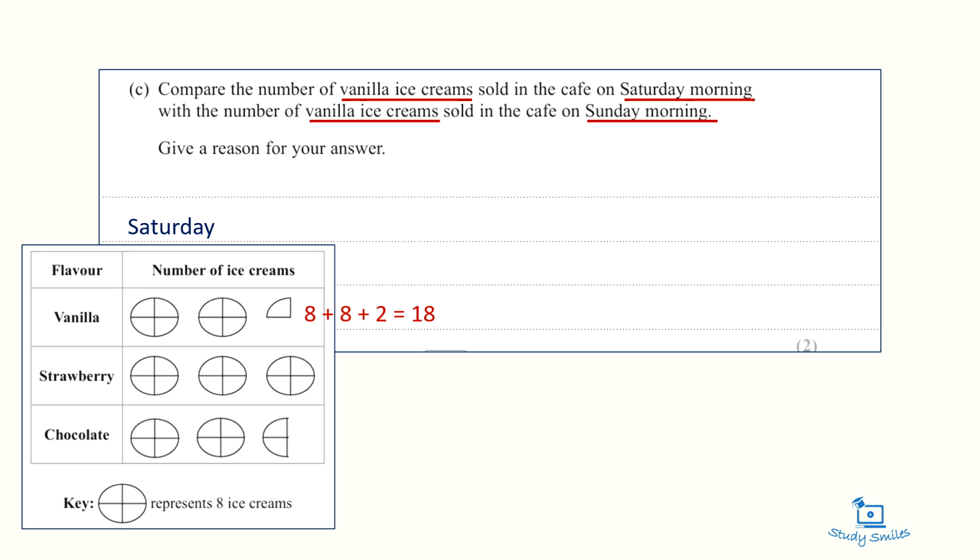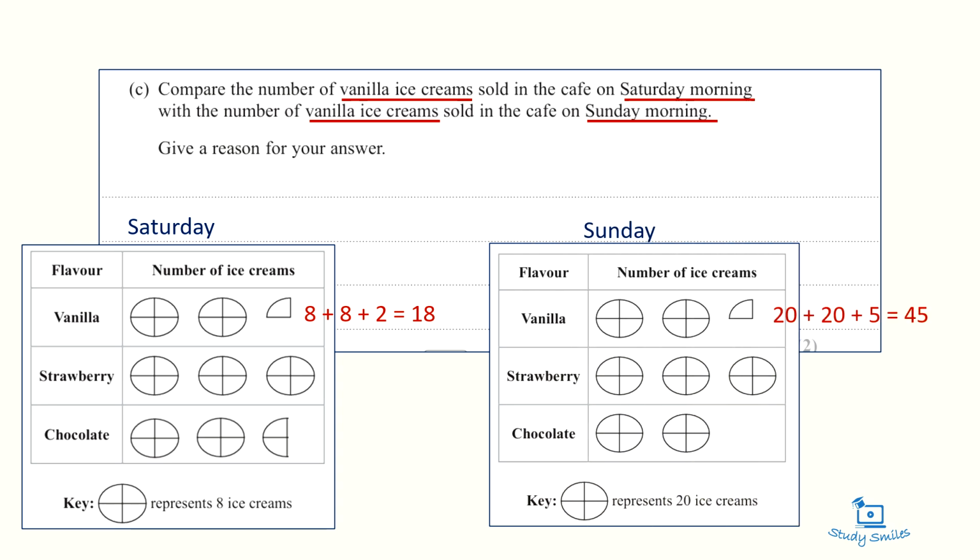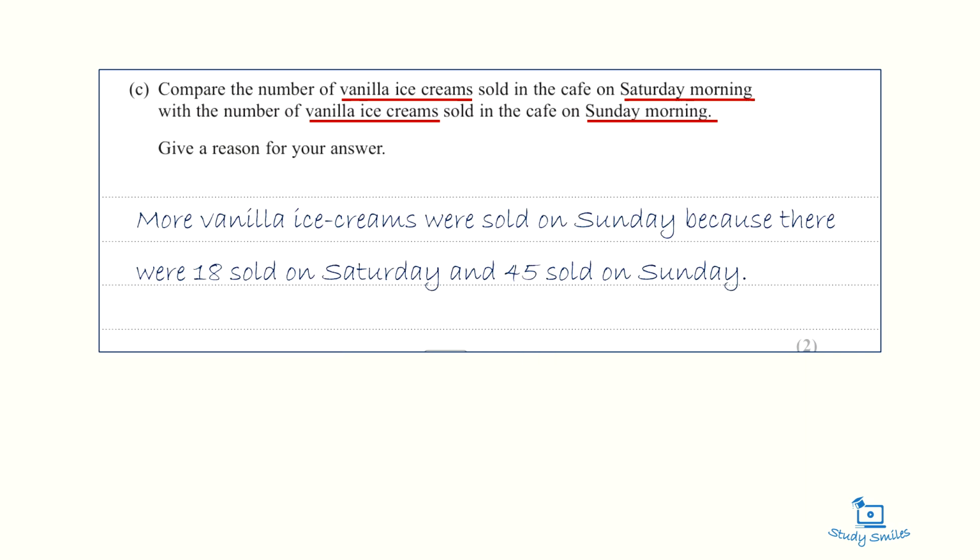Now, in part A, we found there were 18 vanilla ice creams sold on Saturday morning. We now need to work out the number of ice creams sold on Sunday morning. Note that the key is now different, with one full circle representing 20 ice creams. So there are 45 vanilla ice creams sold on Sunday morning. So I'm going to write more vanilla ice creams were sold on Sunday because there were 18 sold on Saturday and 45 were sold on Sunday.